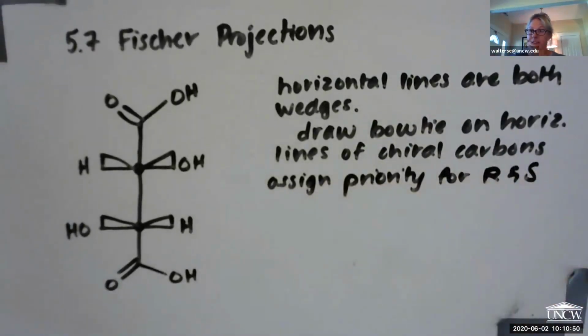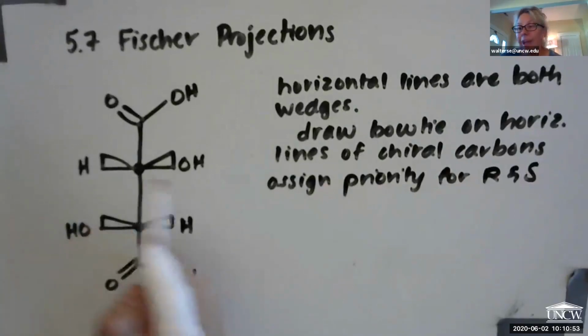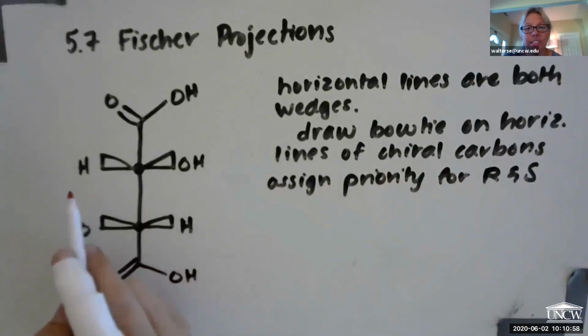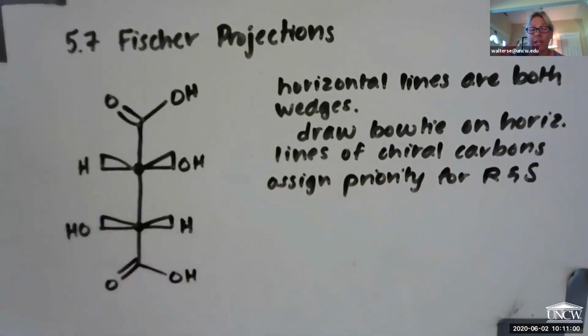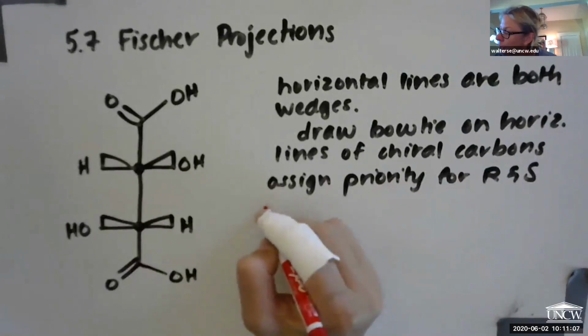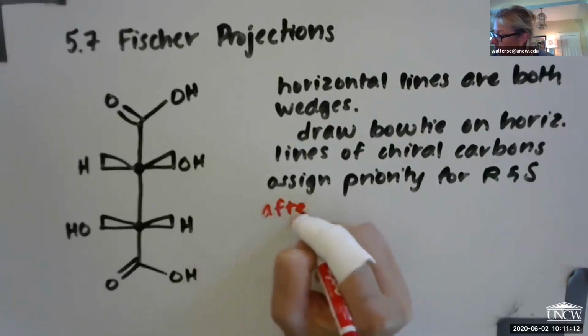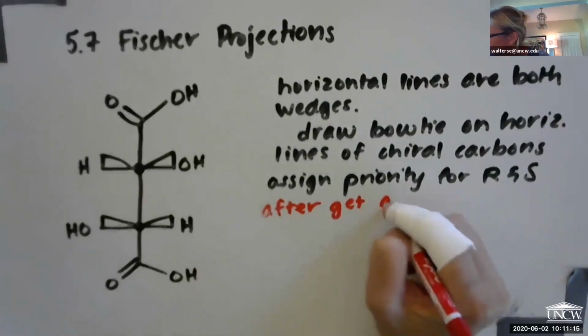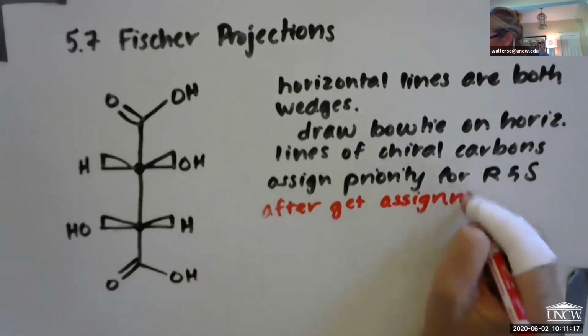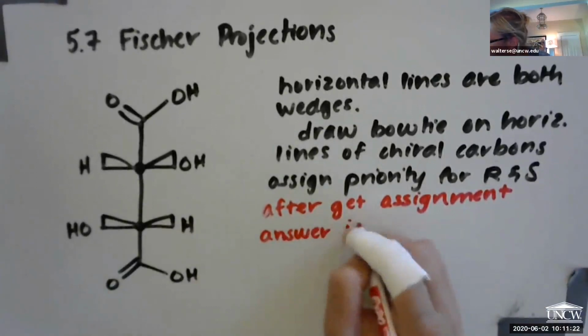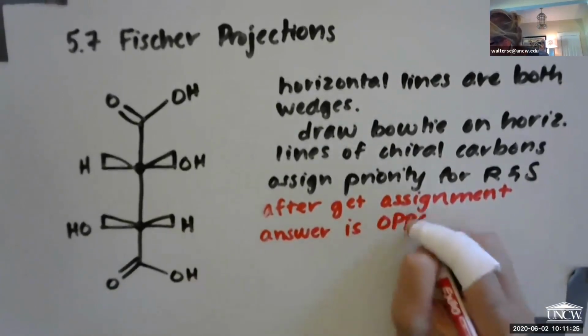And then here's the thing that you got to remember, because of the way the Fisher projection is drawn, the hydrogen is always in the wrong spot. It's never going to be shown going down or away from you on the steering column. It's always going to be shown up. So after you get your assignment, the answer for chirality is opposite.